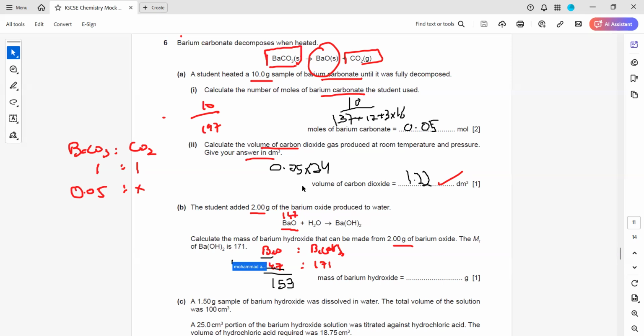Okay, it was 137, right? I thought 131. So it is 153. So 153 is giving 171, because 137 plus 16. If we have 2 grams, this will be X. Cross multiply. How much did we get? The mass of barium hydroxide is 2.24 grams. So 2.24 grams of barium hydroxide is produced.